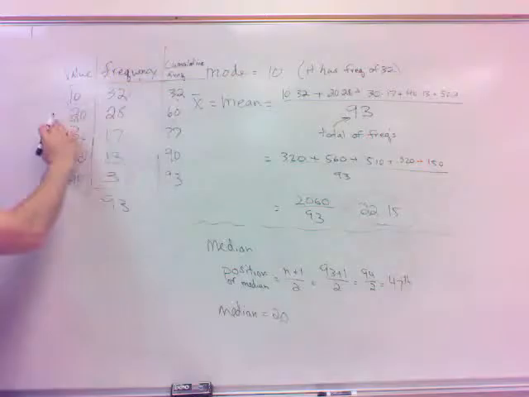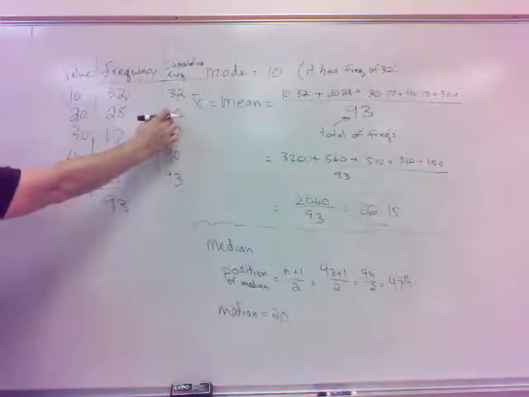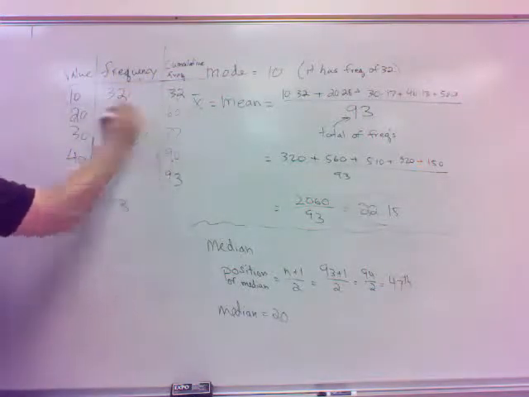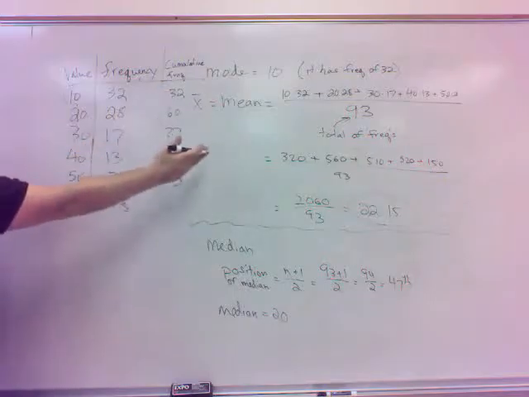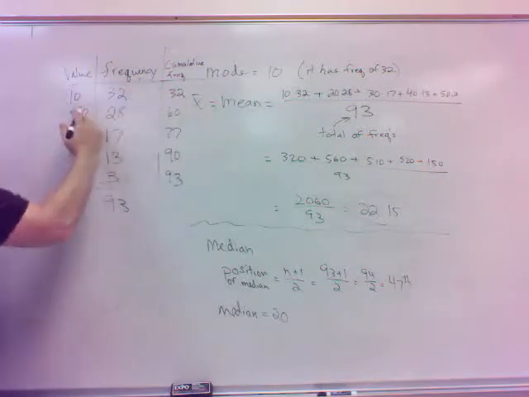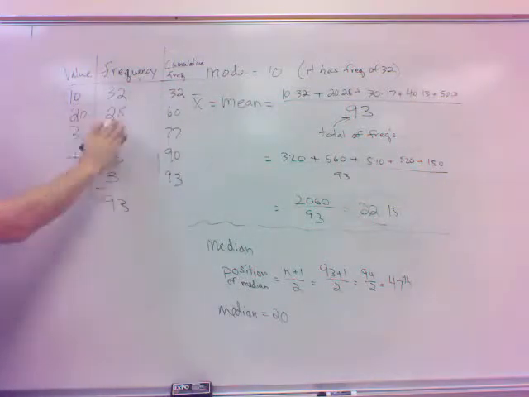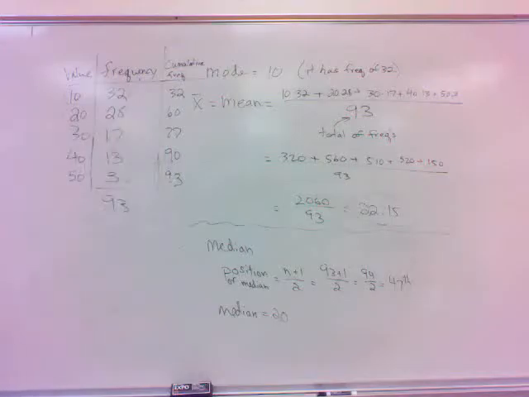Because this means that the last 20 is in the 60th slot. Well, the first 20 is in the 33rd, one more than the last 10. So the 20s would range from the 33rd to the 60th slot. That would include the 47th slot, wouldn't it?